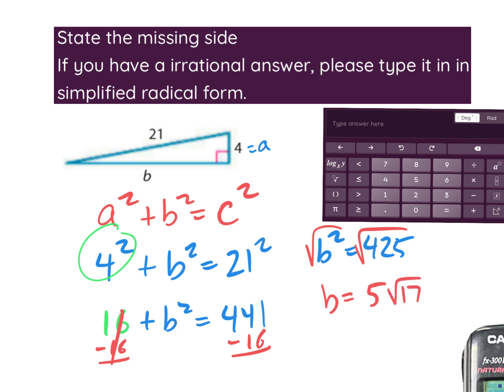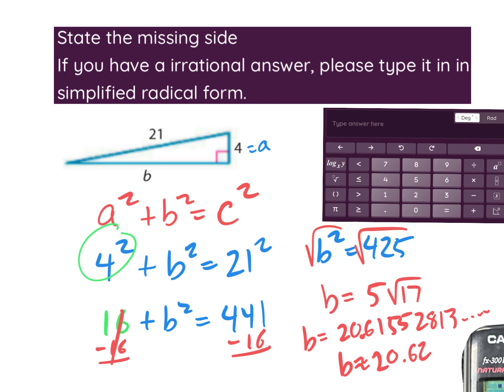Now that actually is the decimal value. The side would be 20.615528813... It continues forever. It's an irrational decimal, roughly 20.6, 20.62, right? So if they ask for a decimal approximation, yeah, you would say b is approximately 20.62.